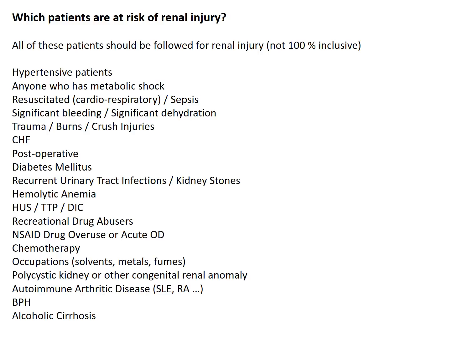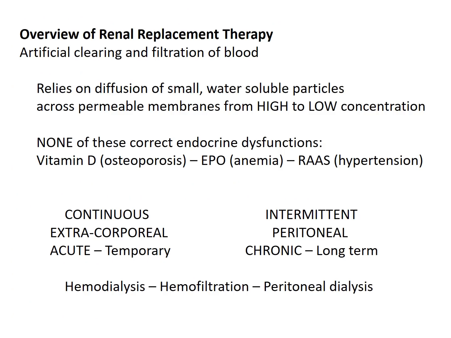Just listing here a number of different types of people where their underlying disease can lead to renal injury, right? And I think we have covered almost everything here. If there's something that we didn't cover yet, then don't worry about it. I'm just holding you responsible for those things that we covered in this PowerPoint presentation. We'll get to alcoholic cirrhosis right at the bottom. We'll get to that in the GI unit.